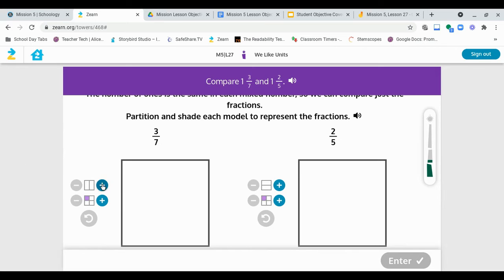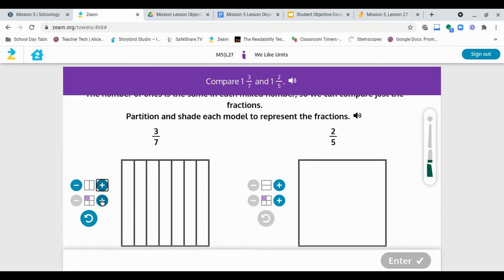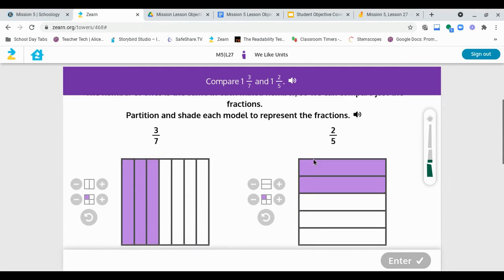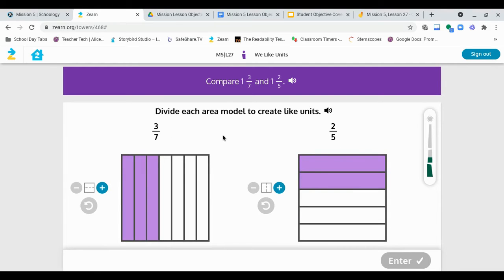Okay, so first I'm going to make 3/7. 7 total pieces, shade in 3 of them. And then I'm going to make 2/5, so 5 total pieces, shade 2 of them. Now I have to divide each area model to create like units. This is where we're creating like units or common denominators.